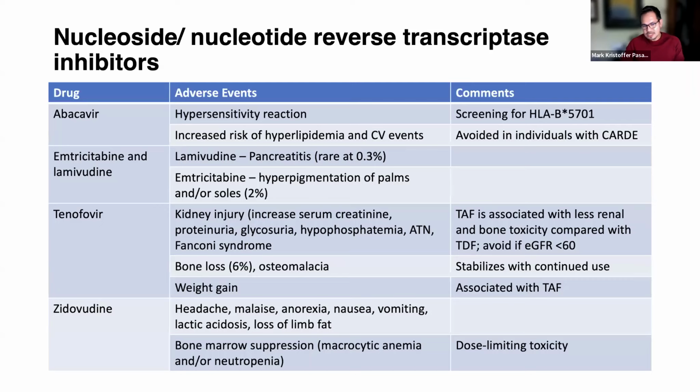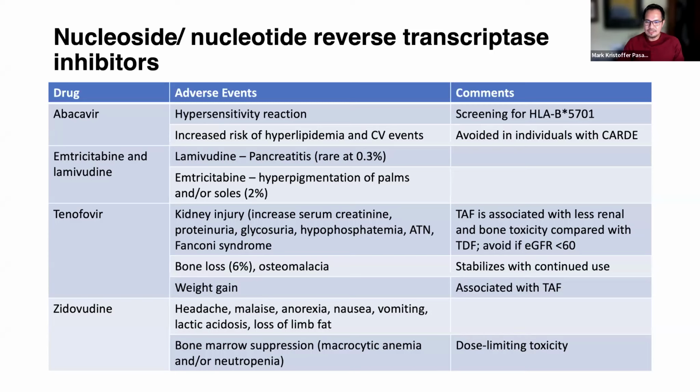Very notorious ang Zidovudine sa bone marrow suppression. And a classic hematologic problem associated with Zidovudine would be a macrocytic anemia. Sometimes patients will present with leukopenia and neutropenia. Very, very rare, or if not, it does not occur at all, ang thrombocytopenia with Zidovudine.